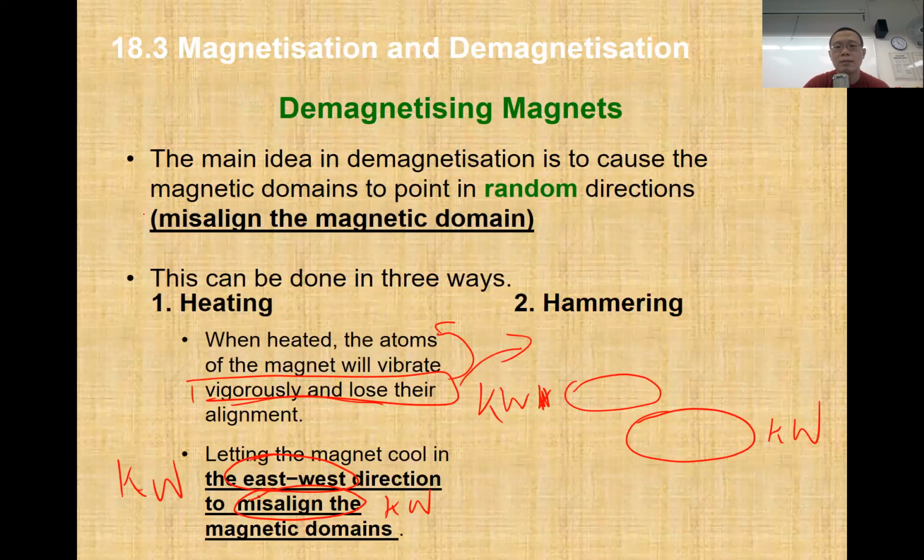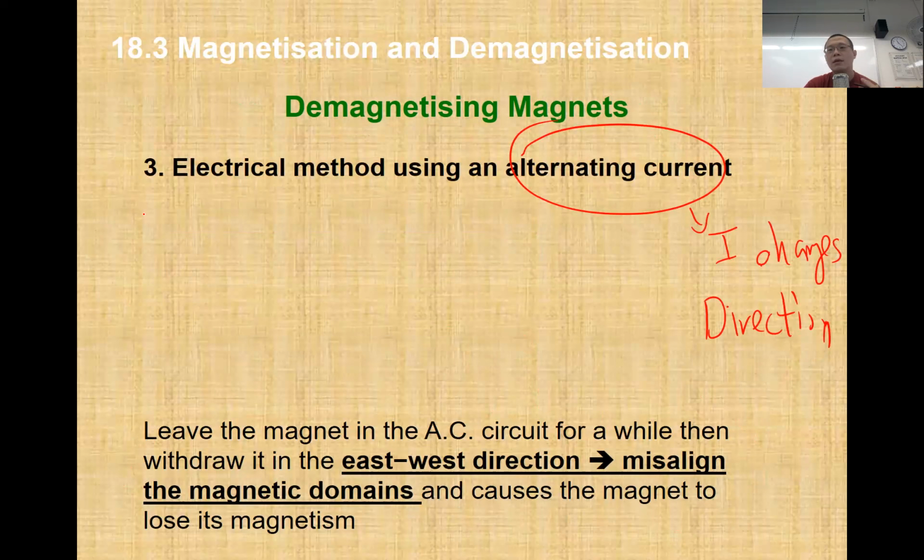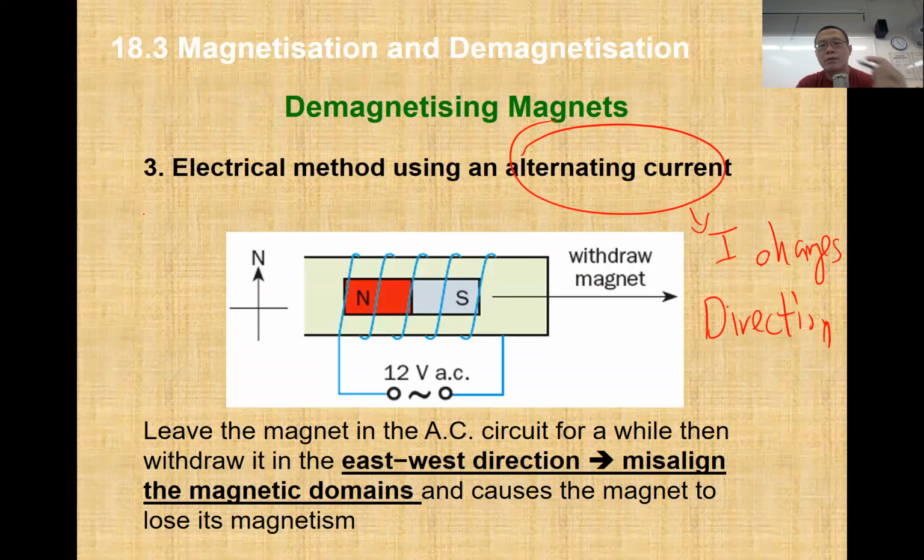So for me to demagnetize the magnet, I need to reverse it. So I need to use an alternating current. I need the direction of the current to change every second. Because I keep changing direction, my domains will be aligning left, right, left, right, left, right. And what it does is misalign the domains. It confuses the domains, and as a result, they become misaligned. And similarly, it is usually done in the east-west direction.